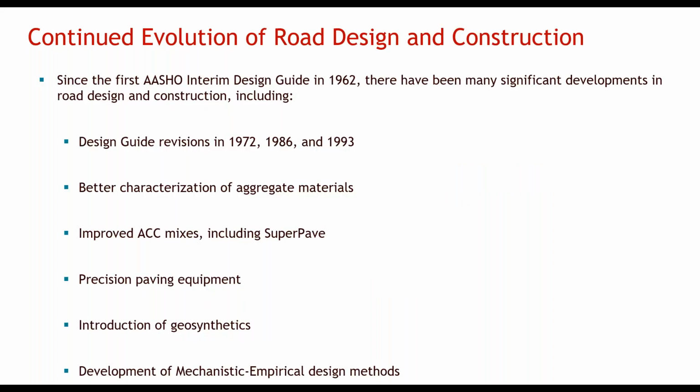Design has continued to evolve since AASHO published the first design guide from this testing in 1962. The design guide has been revised several times, including in 1972, 1986, and 1993, where they took additional data that had been collected and the collective experience of the different states and rolled it into refinement of the method. We've also learned much better how to characterize aggregate materials and we've developed much improved asphalt mixes, including what's known as Superpave, which is the current state of the art and allows us to very precisely determine the strength of the asphalt.